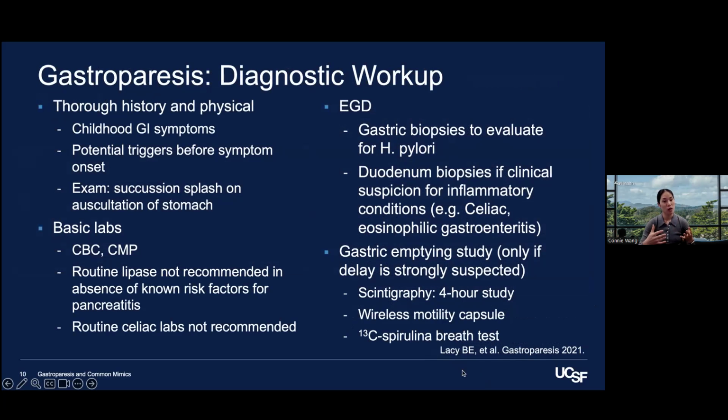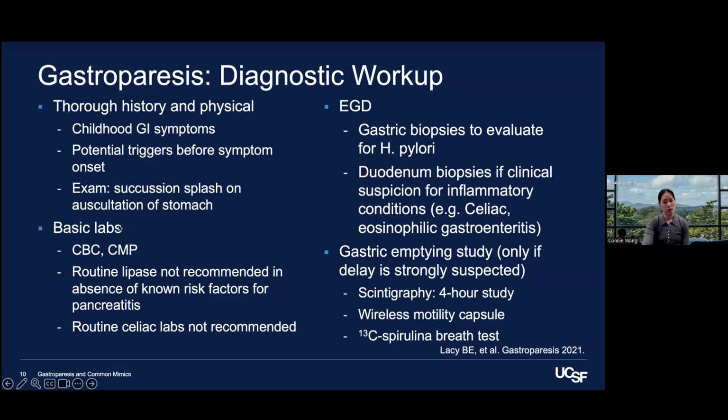So how do we go about diagnosing and evaluating a patient for gastroparesis? This really starts off with making sure that we take a very careful and thorough history and physical. I oftentimes like to ask about any childhood GI symptoms, as these patients often get diagnosed very late. On average it can take 5 to 7 years after onset of symptoms before they get diagnosed. So always think back to see if they might have had any preceding symptoms. Also ask about any possible triggers before the symptom onset, thinking about whether there was some underlying infection or etiology that might have led to the development of the gastroparesis. And then on physical exam, we classically think of a succussion splash being auscultated during your abdominal exam.